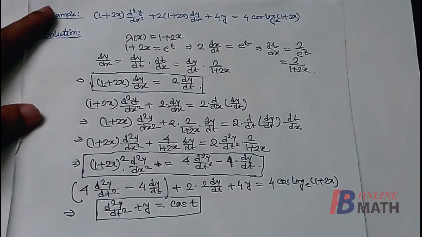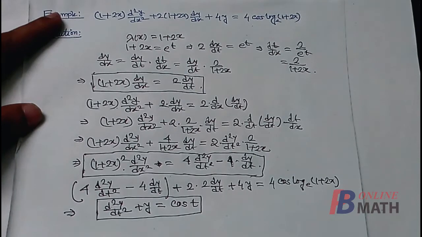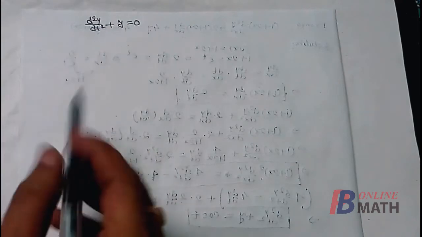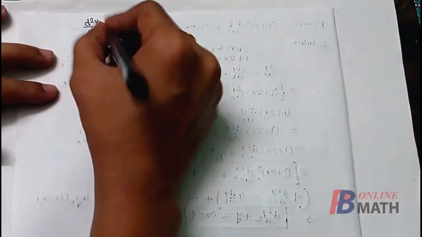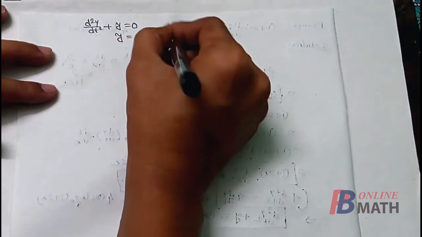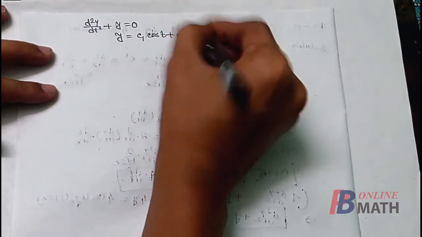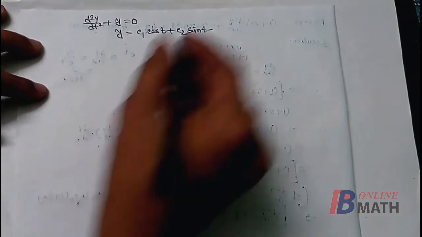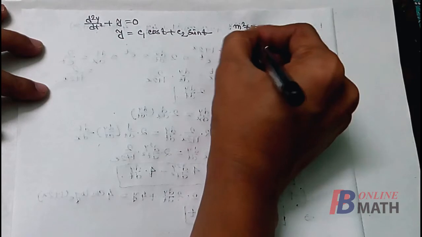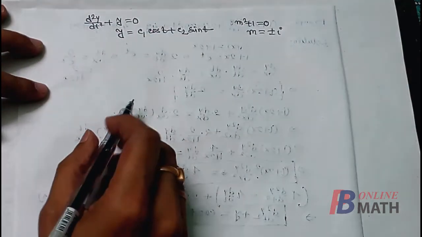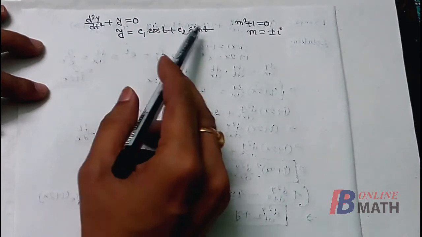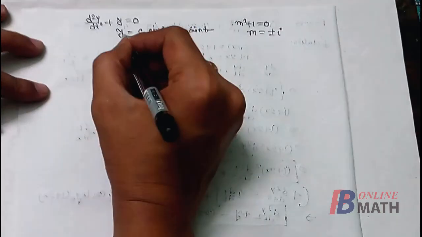First of all we have to find the complementary function. The complementary function can be found by solving this equation, taking the right hand side equal to 0. If we solve this equation, we can easily find that y is equal to c1 cos t plus c2 sin t, because the auxiliary equation is in this case m² + 1 = 0. So the roots are plus minus i. So the complementary function is c1 e^(it) plus c2 e^(-it), which can be written in this form. So this is the CF.